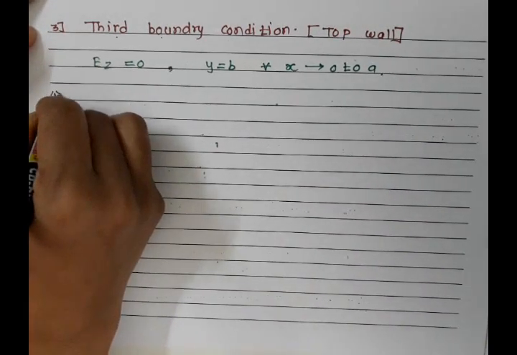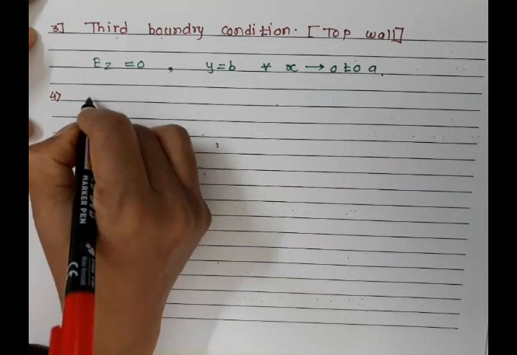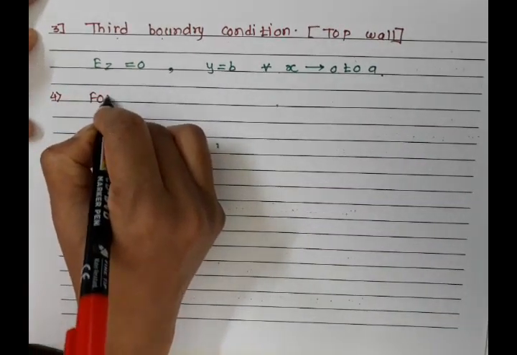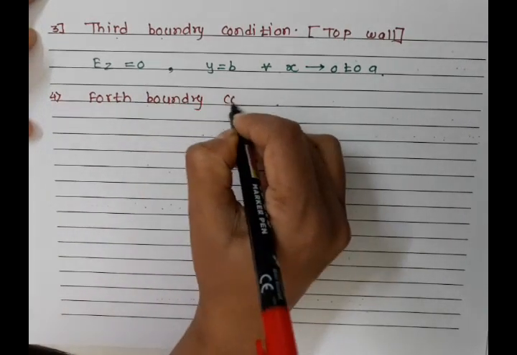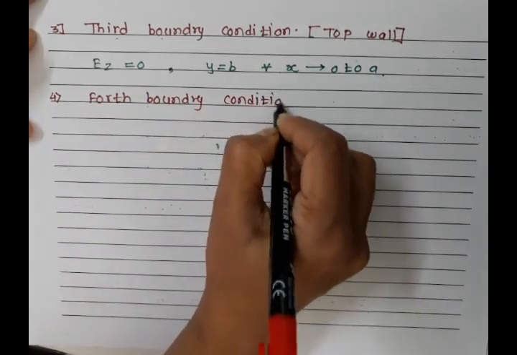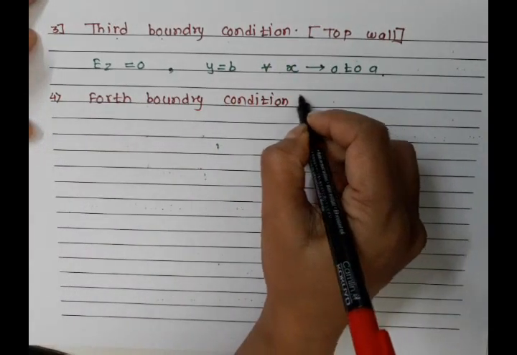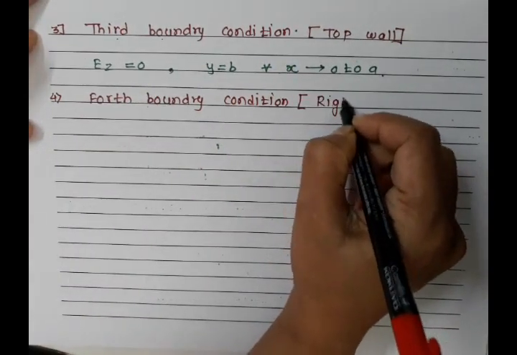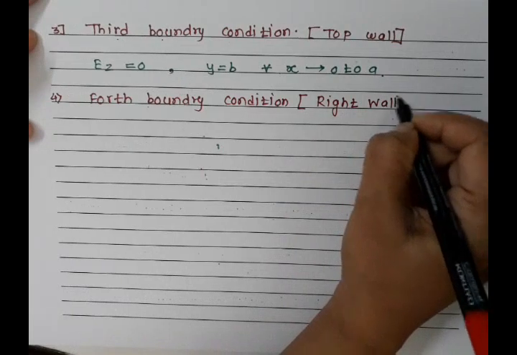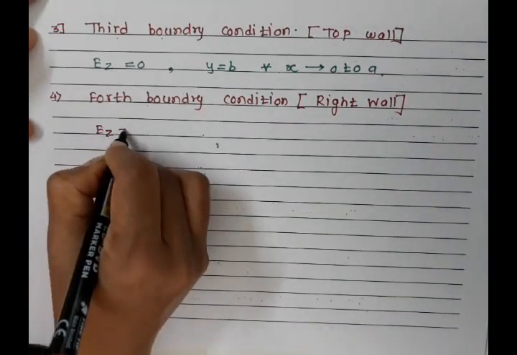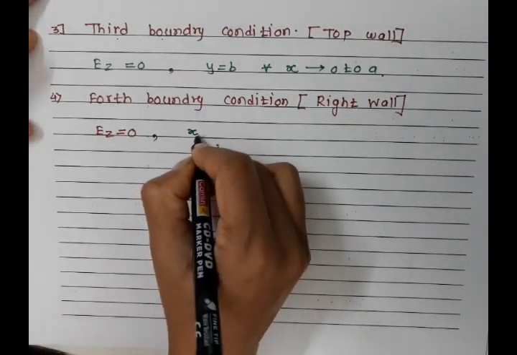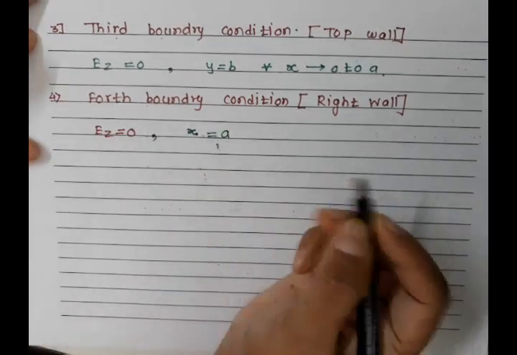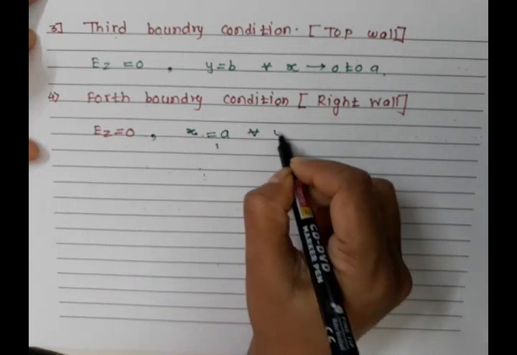Then the fourth boundary condition. What is the fourth boundary condition? The fourth boundary condition is the right side wall. In the right wall, my Ez is equal to 0, whereas my x is equal to the constant a, and my y varies from 0 to b.